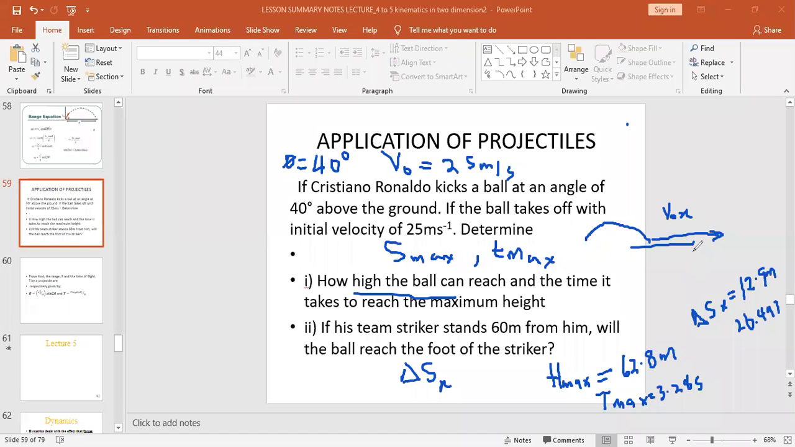Yes, the range is 62.80. And for the T max, this is saying the T max is 1.6. Is that right? 1.61, to 2 decimal places. Okay, so now let's solve together.